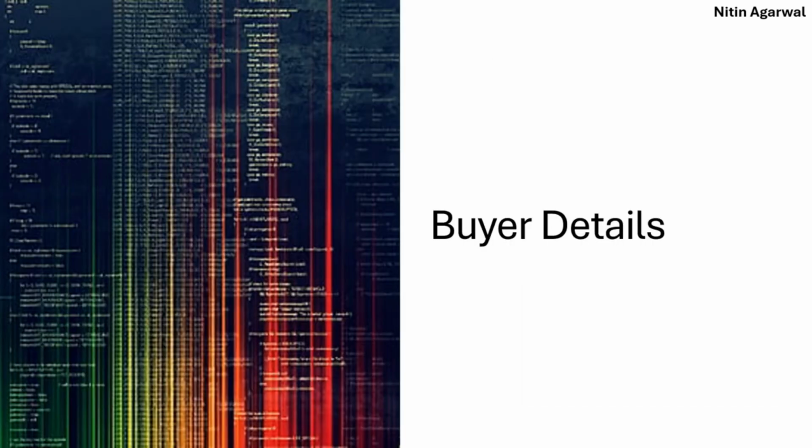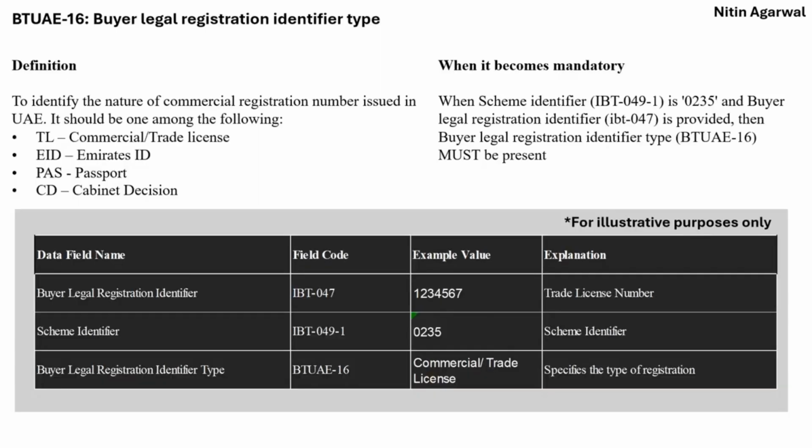We now move on to discuss the conditionally mandatory data fields that capture the buyer details in the e-invoice. Similar to the seller legal registration identifier type, the buyer legal registration identifier type also captures the nature of commercial registration number issued in the UAE. Again, this can be either the trade license, Emirates ID, passport, or a cabinet decision. It is mandatory to be captured when the scheme identifier is 0235 and the buyer legal registration identifier is provided.